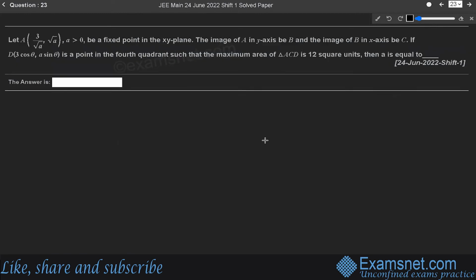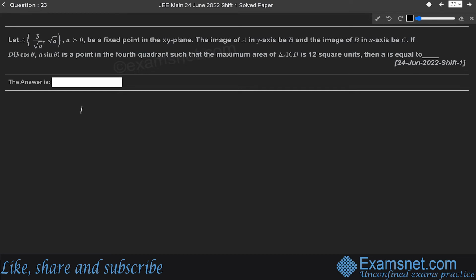Next question is, let A(3/√a, √a), where a is greater than 0, be a fixed point in the xy plane. The image of A in the y-axis be B and the image of B in the x-axis be C. If D(3 cos θ, a sin θ) is a point in the 4th quadrant such that the maximum area of triangle ACD is 12 square units, then a is equal to. So we just have to calculate the value for a here.